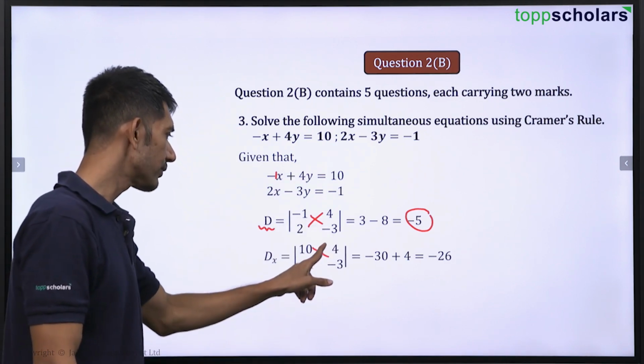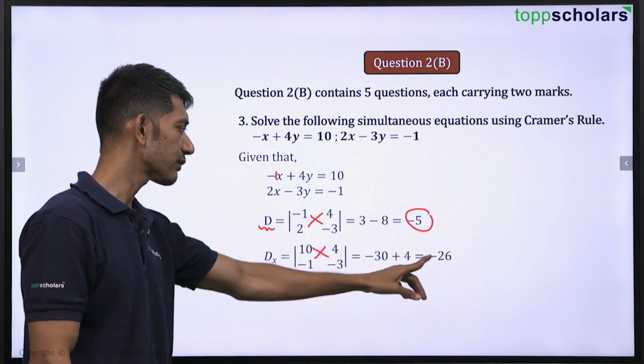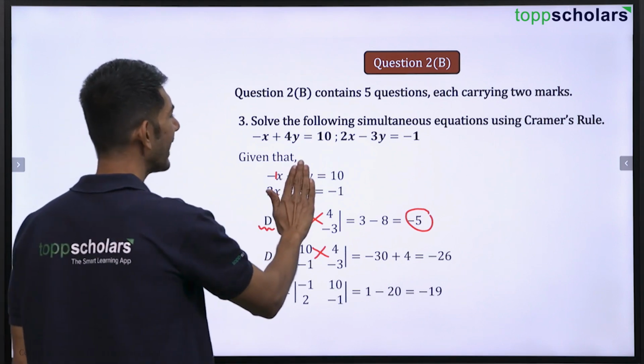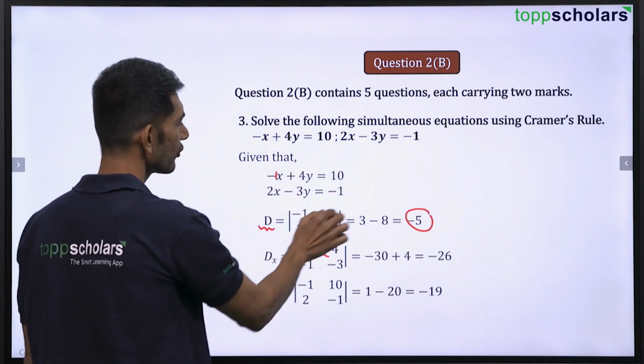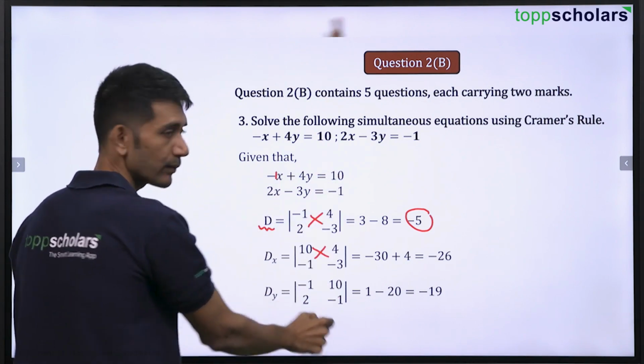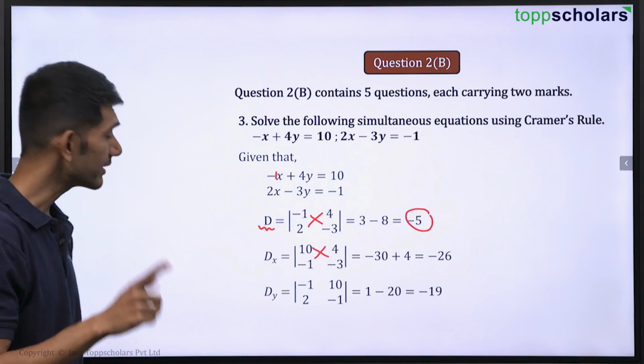Then minus of minus 1 into 4, that is plus 4. So minus 26. And then take dy. For dy, put your hand on y. Write it as it is in order. In order. Minus 1, 2, 10, 1. I hope you are understanding this.